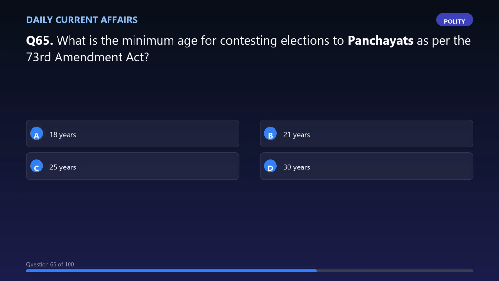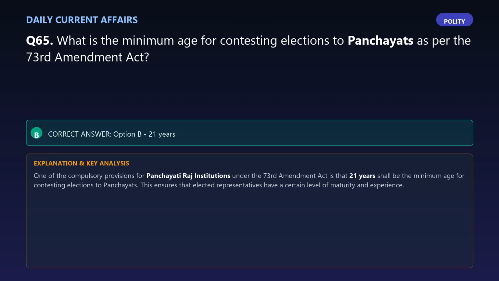Question 65. What is the minimum age for contesting elections to panchayats as per the 73rd Amendment Act? The correct answer is option B, 21 years. Explanation: one of the compulsory provisions for Panchayati Raj institutions under the 73rd Amendment Act is that 21 years shall be the minimum age for contesting elections to panchayats. This ensures that elected representatives have a certain level of maturity and experience.